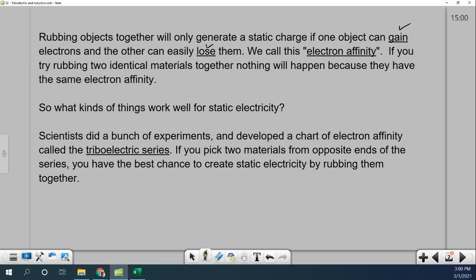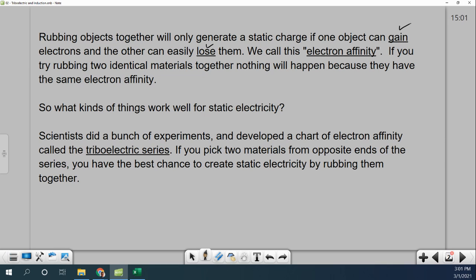They have the same kind of urge for electrons, if you will. Neither wants to steal them more. No one piece of paper wants to steal electrons more than the other sheet of paper. So you're not going to get any kind of charge going on. Now, we call that urge to steal electrons electron affinity. And affinity just means how much you like something, how much they like electrons. So with our paper, if you rub 2 identical materials together, nothing happens. They have the same electron affinity.